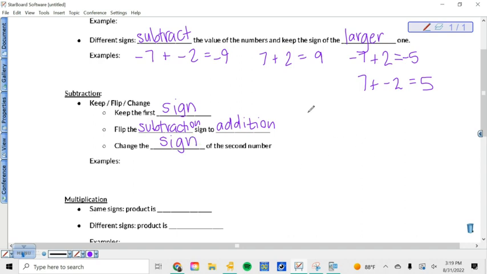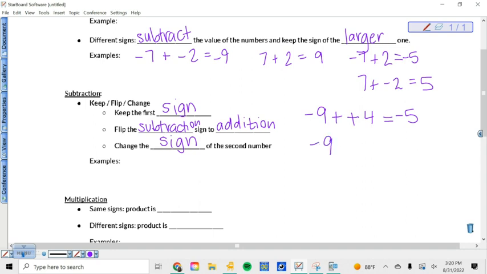Okay. So if I've got this, -9 minus -4. I keep the sign of the first one, so it stays -9. I flip subtraction to addition, and I change the sign of the second number. So that becomes -9 plus 4. And now I have an addition problem where each number has a different sign. So I need to subtract the value of the numbers. So what's 9 minus 4? 5, and I keep the sign of the larger one. So what's larger, 9 or 4? 9, so I keep that as negative. Okay?